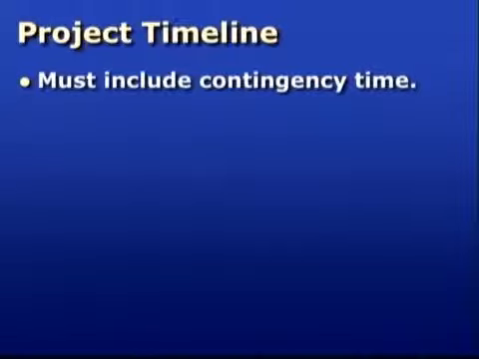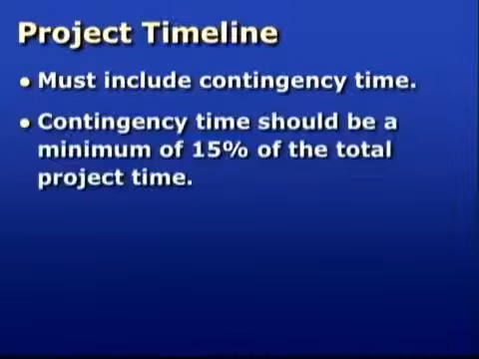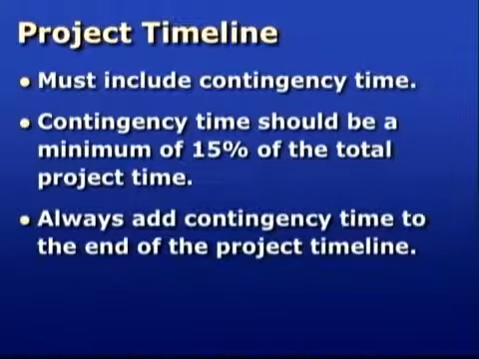Inexperienced project managers frequently fail to include contingency time to account for unanticipated small changes. Project management theory recommends adding a minimum of 15% to the overall project timeline. I strongly recommend that you add the contingency time to the end of the timeline. Do not add contingency to each individual task, because if you do, it will definitely be used.